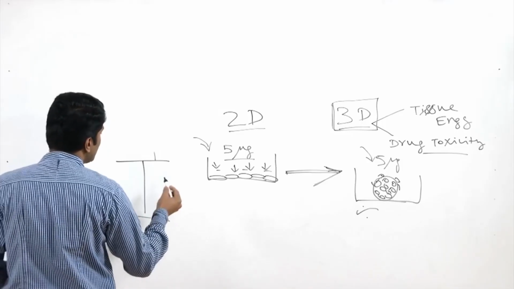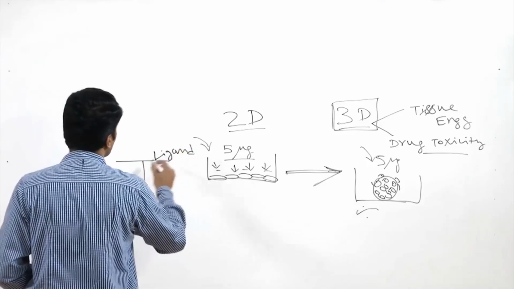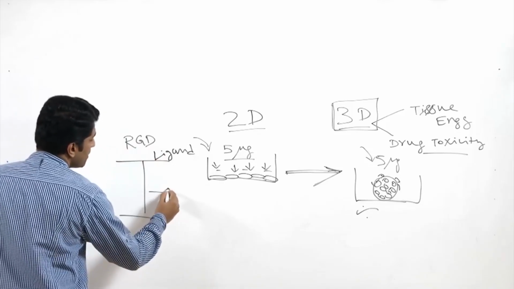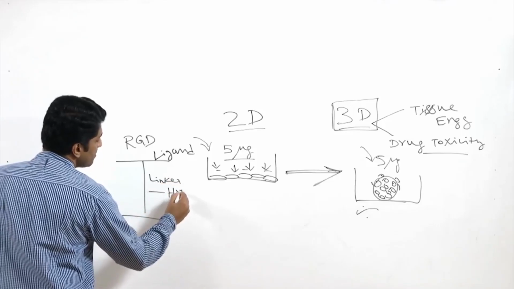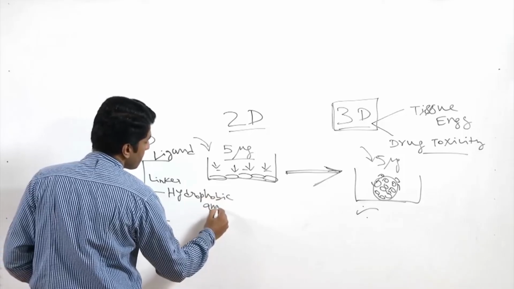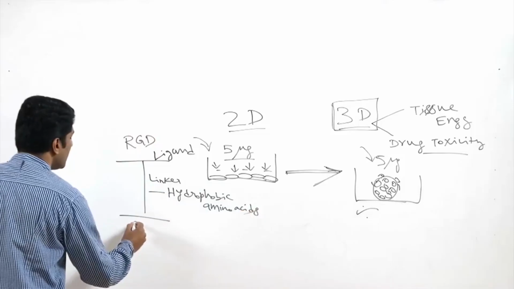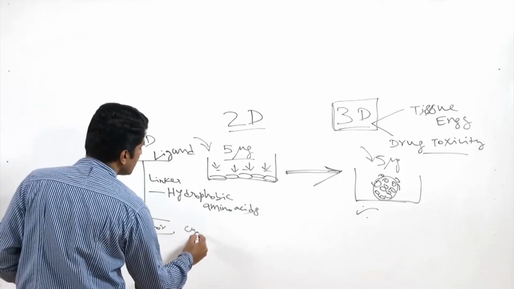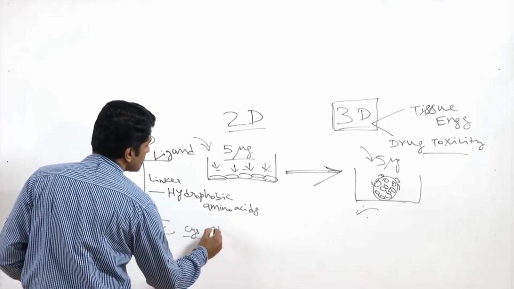So the peptide ink contains 3 regions. First one is ligand, okay, that is your RGD, and next one is your linker, that is made up of hydrophobic amino acids, and anchor. So anchor is mainly cysteine, okay, in case of gold surfaces.